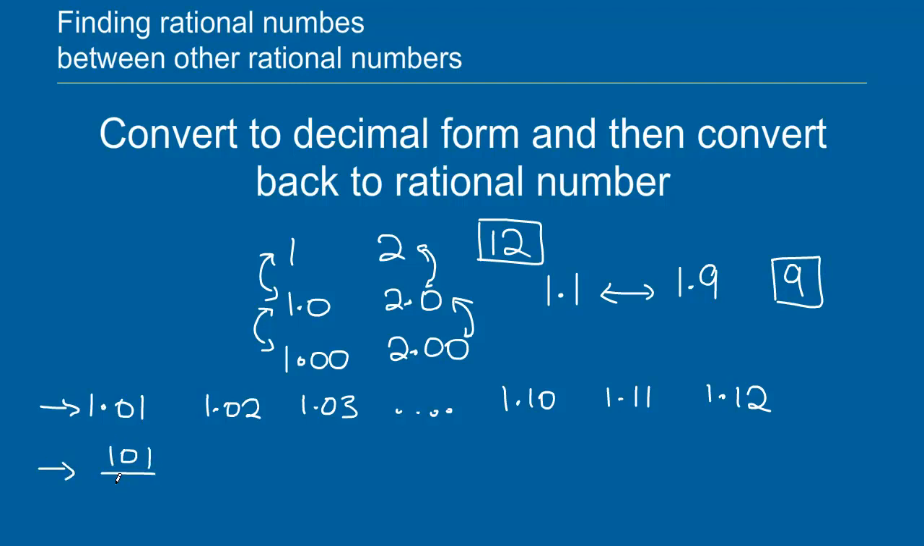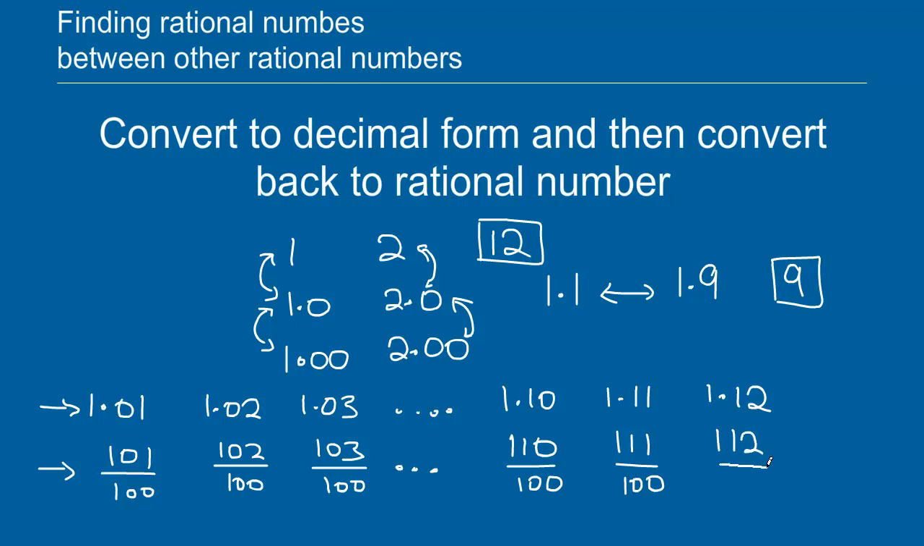Now, this is the decimal form and we can then convert them back. 101, we divide that by 100 because there are two decimal places. 102 by 100, 103 by 100, and so on and so forth. So this will be very similar here. And we have very easily now found 12 rational numbers between the numbers 1 and 2. So this is the second method, where we convert our given numbers to decimal form and then we convert them back to rational form.